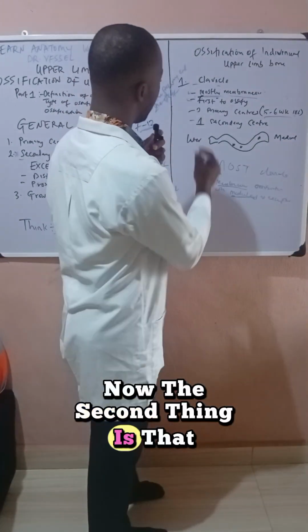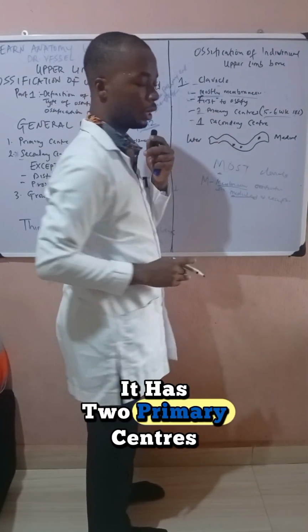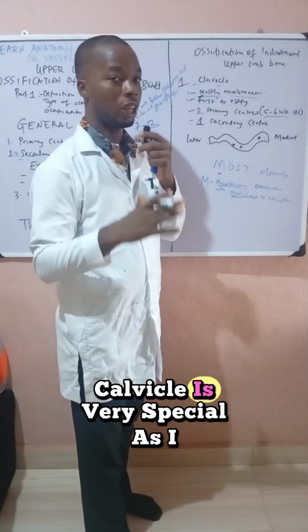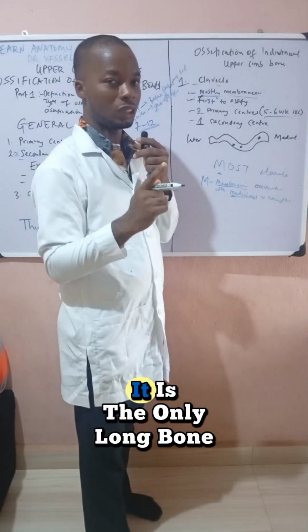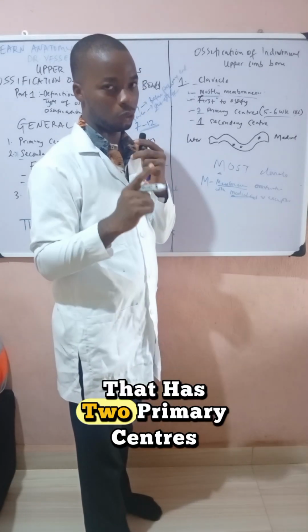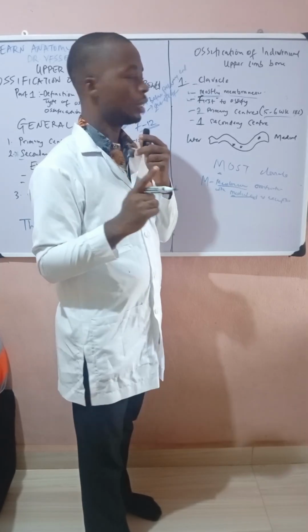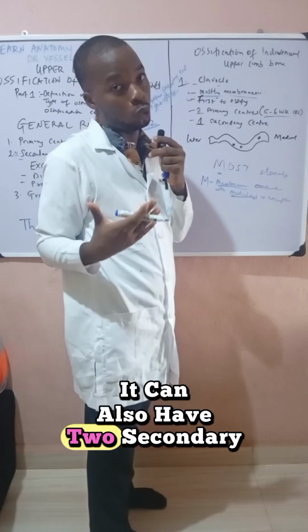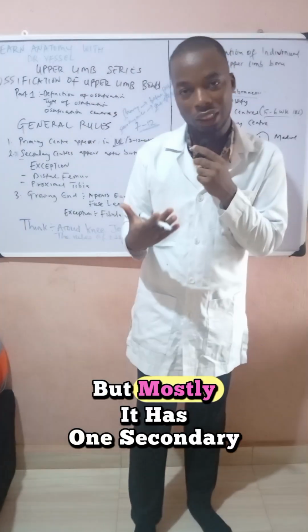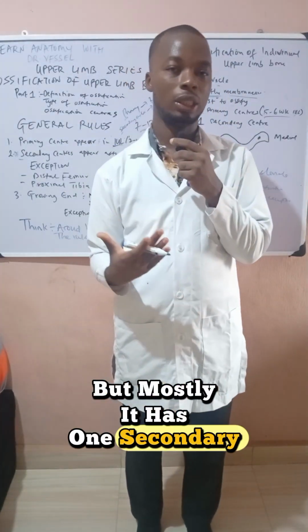Now, the second thing is that it has 2 primary centers. The clavicle is very special, as I told you. It has 2 primary centers. It is the only long bone that has 2 primary centers. It has 1 secondary center. It can also have 2 secondary centers, but mostly it has 1 secondary center.